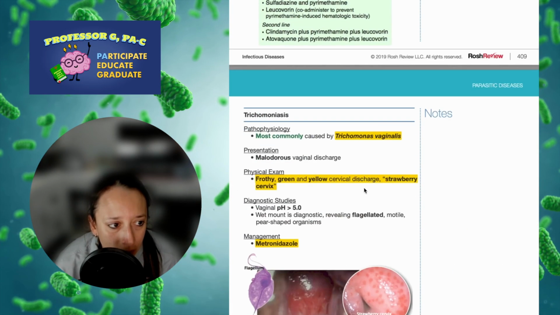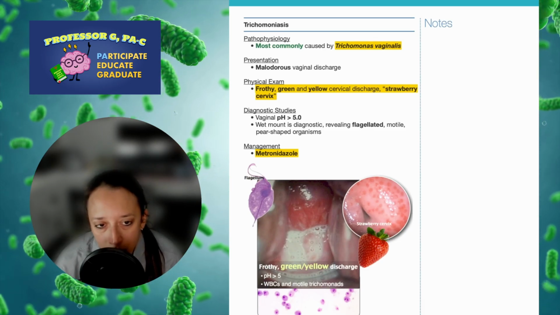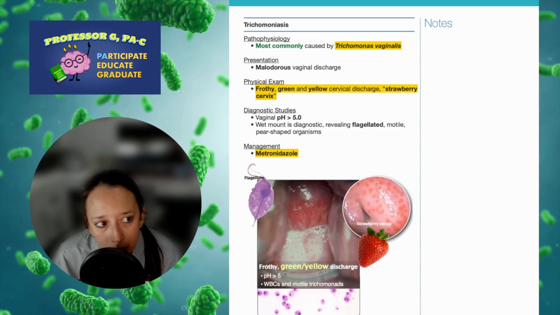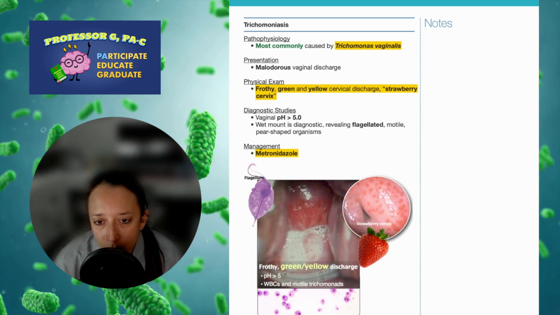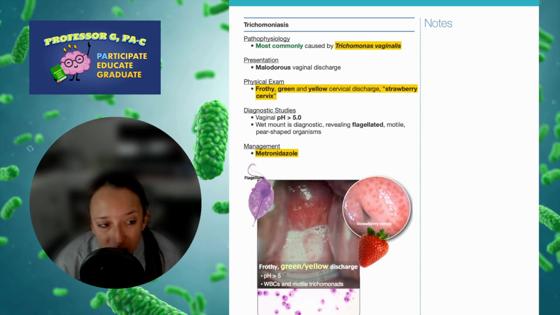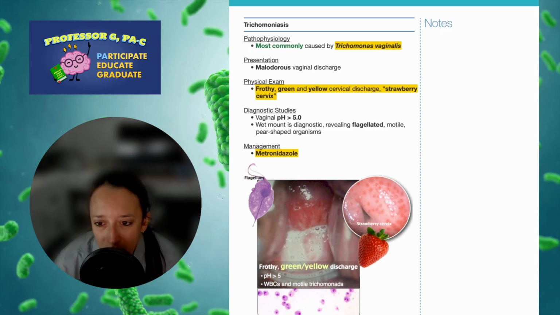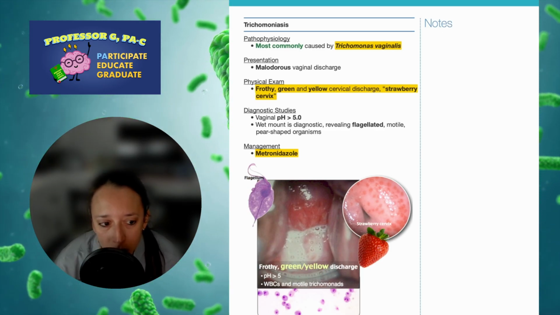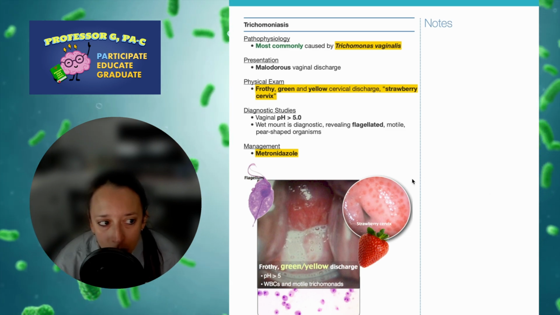And there you go. Trichomonas, see this a lot in women's health, in the ER, in primary care. So most commonly caused by the Trichomonas vaginalis species. It presents with a malodorous vaginal discharge, pruritus, and dysuria. On exam, you're going to look for that frothy greenish yellow discharge and the strawberry cervix, so red with little splotches on it. For diagnostics, we're going to use a wet mount.